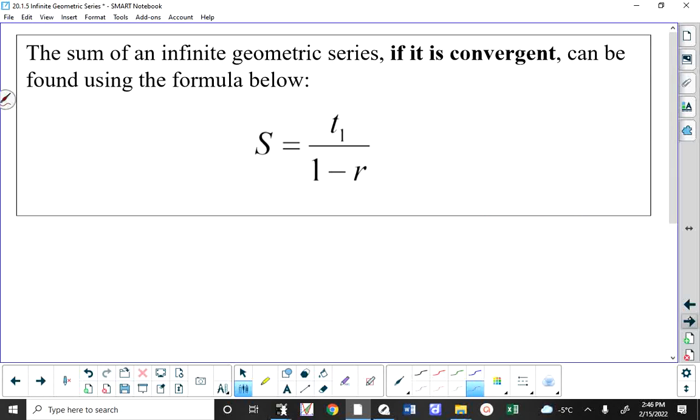If a series is convergent, so this is a special formula. I want you to notice there's no n in this formula. We could write S infinity if you wanted to, but it only works if the series is convergent.